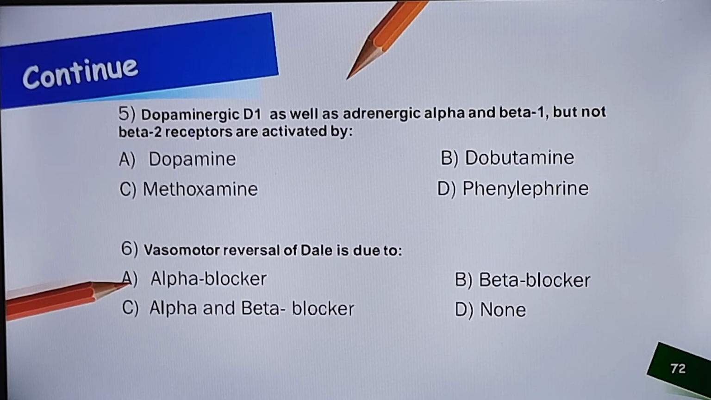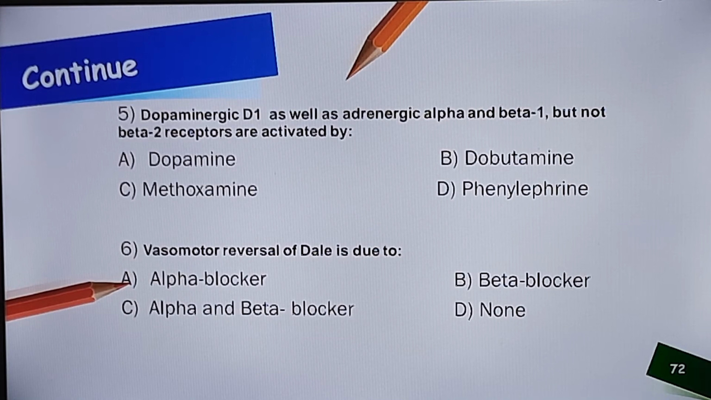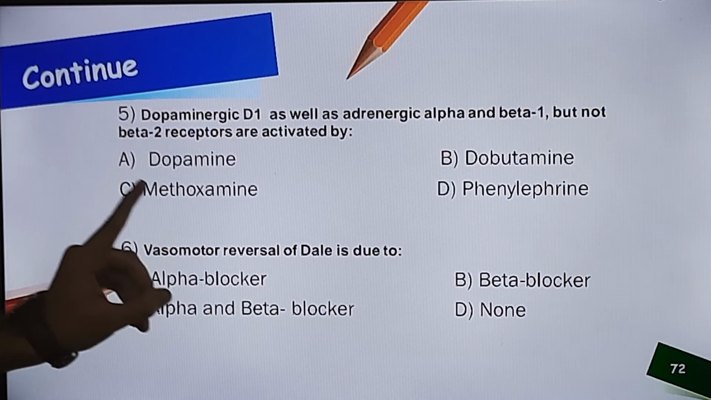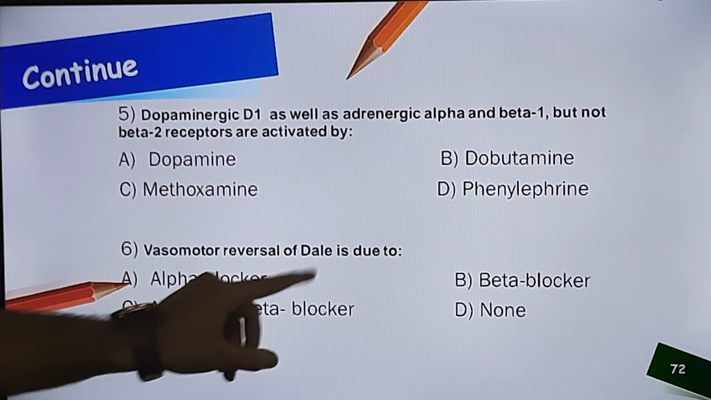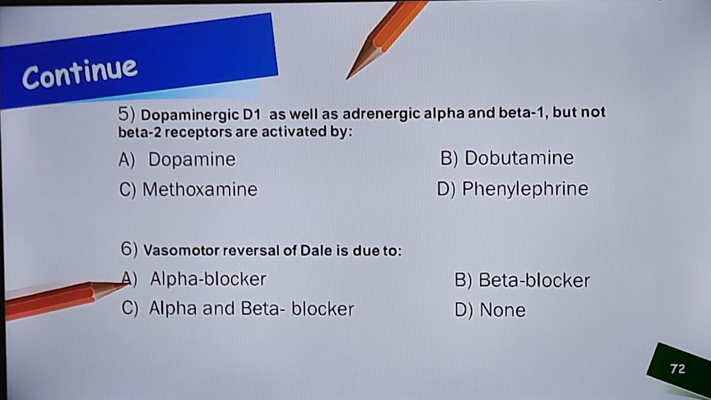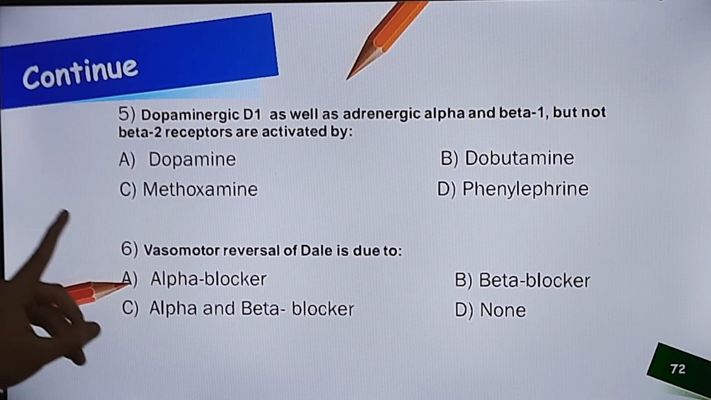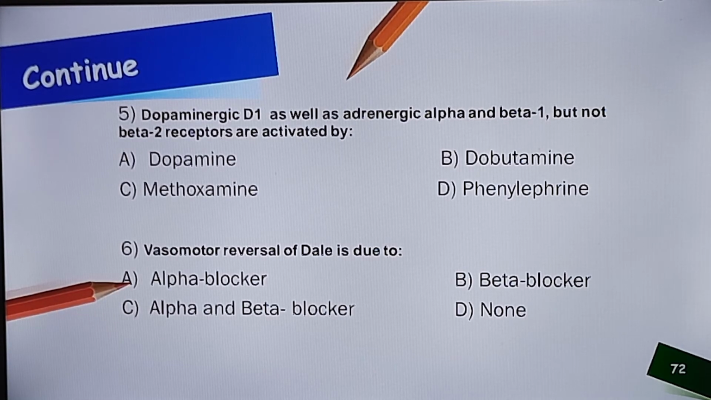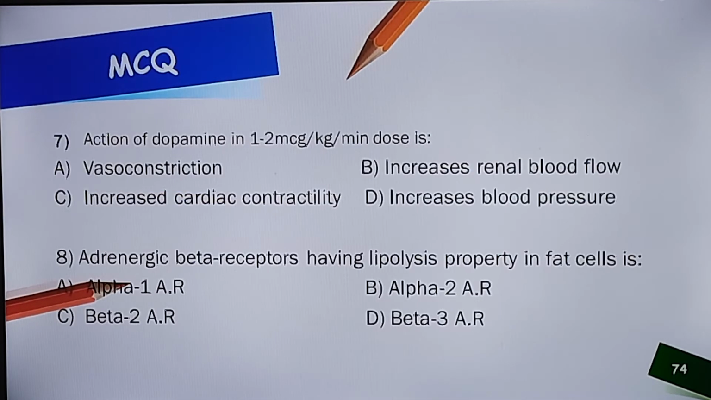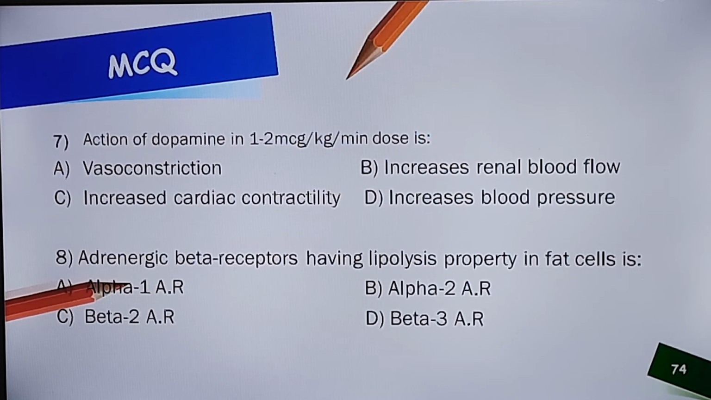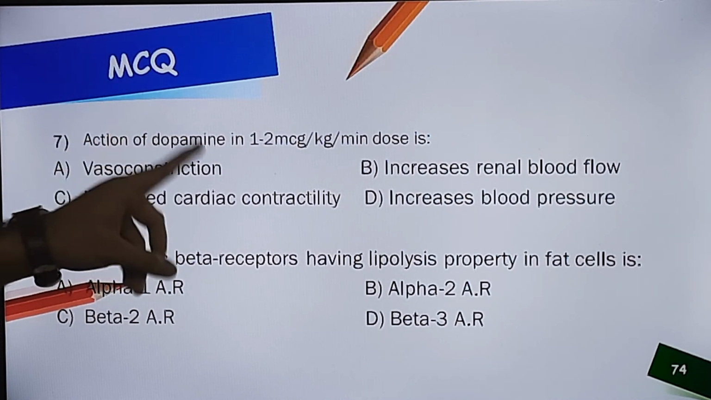So let's move back to our question. Vasomotor reversal of Dale is due to, अभी हमने देखा कि it is mainly due to alpha blocker. So option A will be correct. Moving on to our next question. Action of dopamine in 1 to 2 microgram per kg per minute dose is.